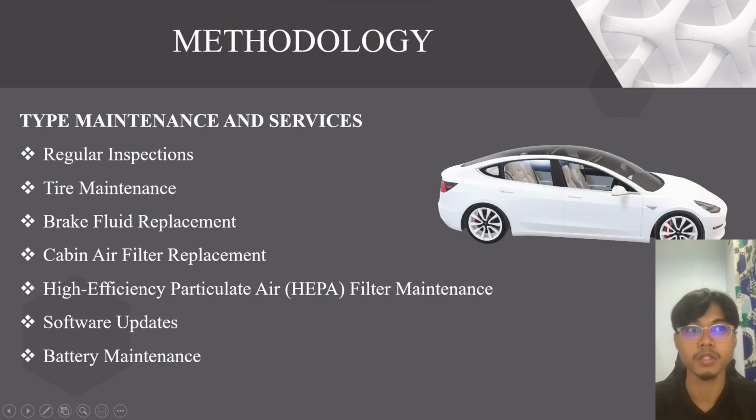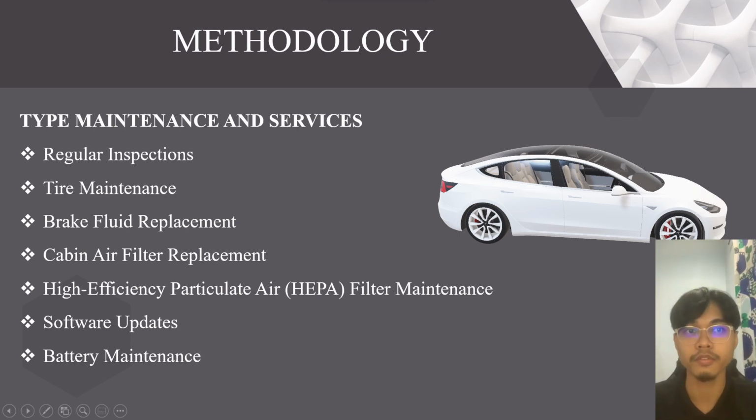Other than that, brake fluid replacement. Tesla recommends replacing the brake fluid every 2 years to maintain braking performance. Next, cabin air filter replacement. The cabin air filter should be replaced periodically to ensure clean air circulation within the vehicle's cabin. The frequency of replacement may vary depending on the driving condition and air quality. The recommended cabin air filter replacement is every 2 years.